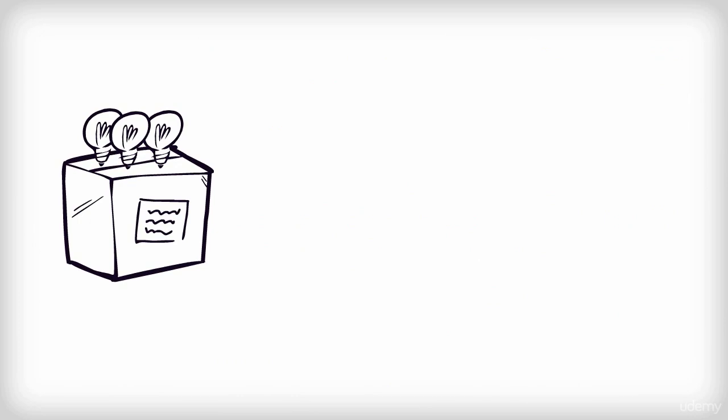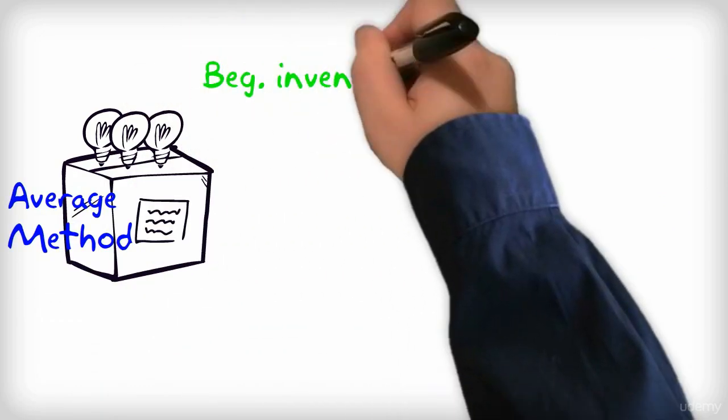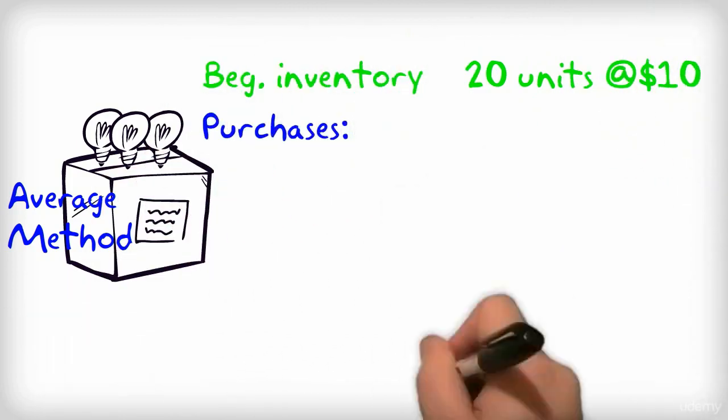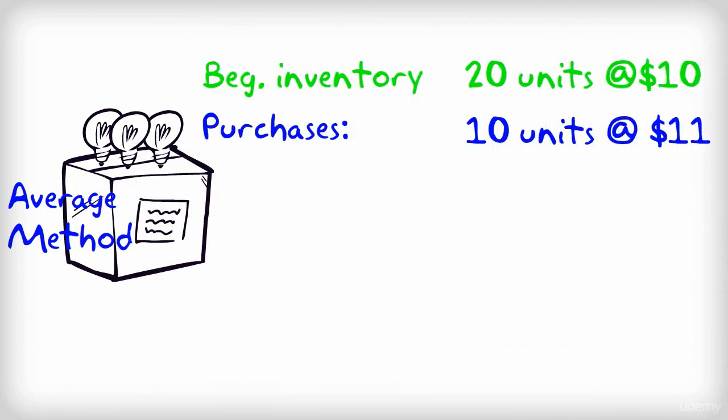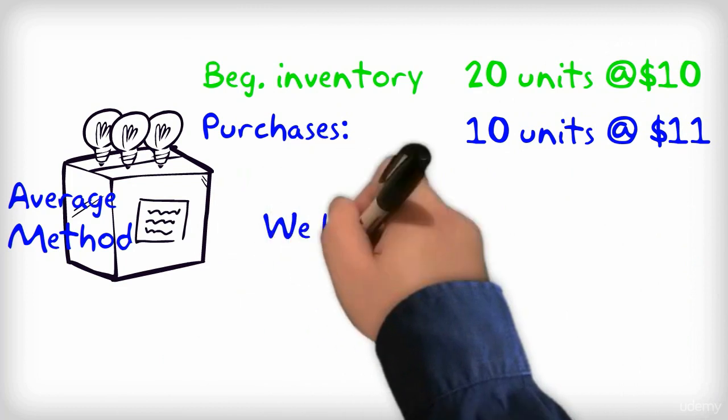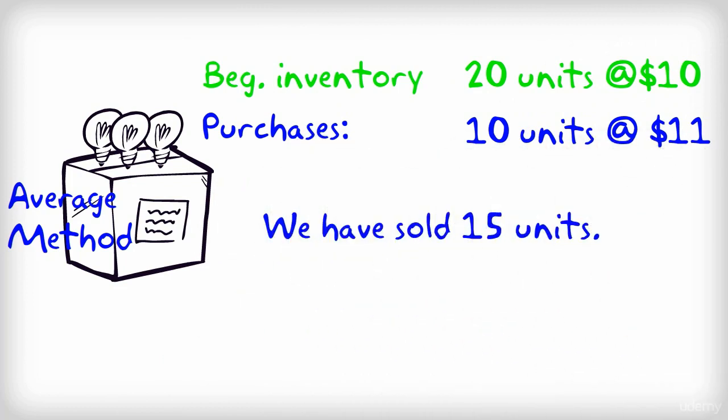Let's solve the same problem but now using the average cost method. Same beginning inventory, 20 units at $10, same purchases, 10 units at 11. Again, we have sold 15 units. Find the cost of goods sold and ending inventory.